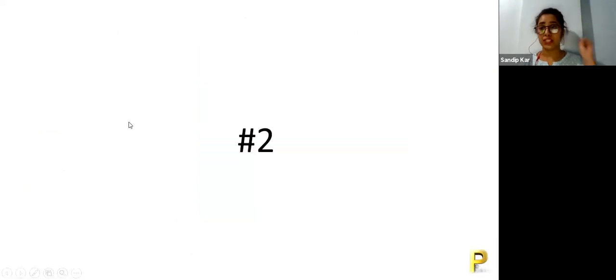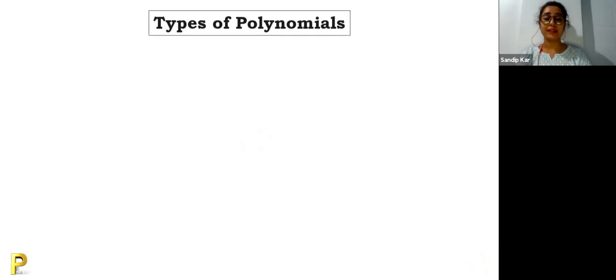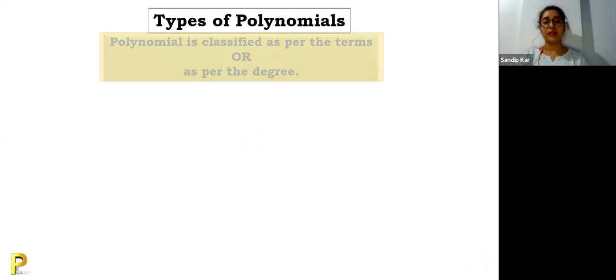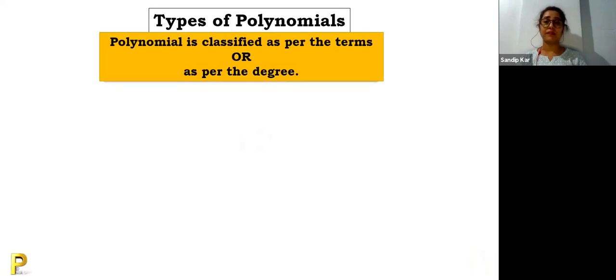Okay. Hashtag 2. That means we are done with the first part of this webinar, that is how to find the coefficients, degree, and what is a polynomial. So let's get into the hashtag 2 part, that is types of polynomials. As we know, in a lot of things we can find types, so in polynomials also we have types of polynomials.